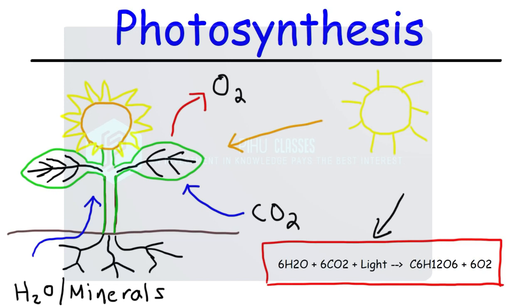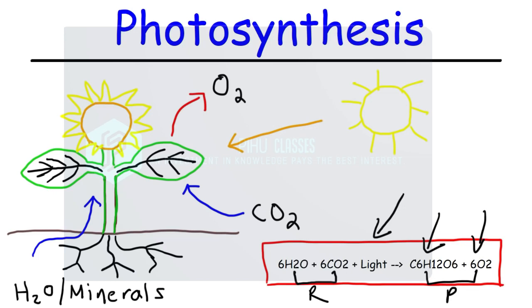Here we have the net equation for photosynthesis. We're combining 6 water molecules with 6 carbon dioxide molecules and using light to build simple sugars like glucose, C6H12O6, and we're also going to get oxygen gas as a product as well. Now, on the left side of this equation are the reactants, and on the right side are the products.